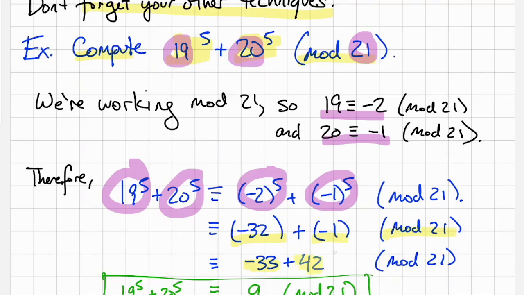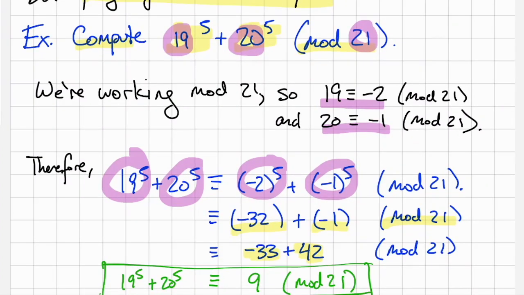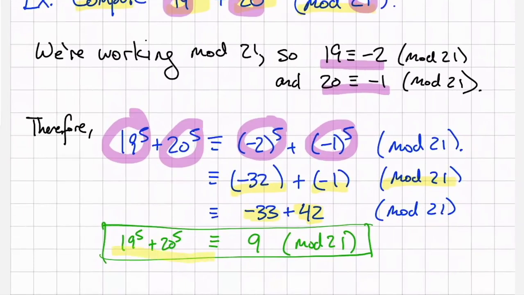We add 2 copies of 21 so that we are between 0 and 20. And so the final answer is that 19 to the 5th plus 20 to the 5th is equivalent to 9 mod 21.